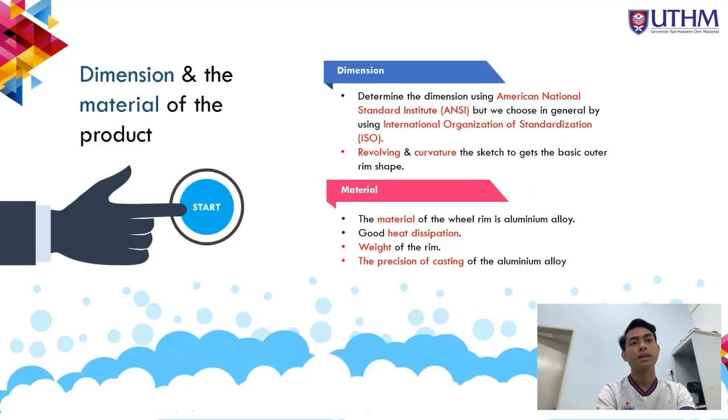Next, the dimension and the material of the product. For the dimension, we determine it using the American National Standards Institute (ANSI), but we choose in general to use the International Organization for Standardization (ISO). And the process is revolving, and the curvature is sketched to get the basic outer rim shape. The material of the wheel rim is aluminum alloy, because it has good heat dissipation and the weight of the rim is suitable. And the last one, the precision casting of the aluminum alloy is the best way to create the product.